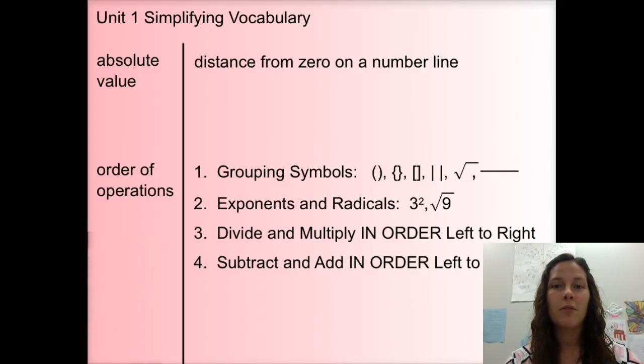Our first lesson for our simplifying unit is a reminder of order of operations. So we're starting off with, first of all, the definition of absolute value, which is simply distance from zero on a number line.